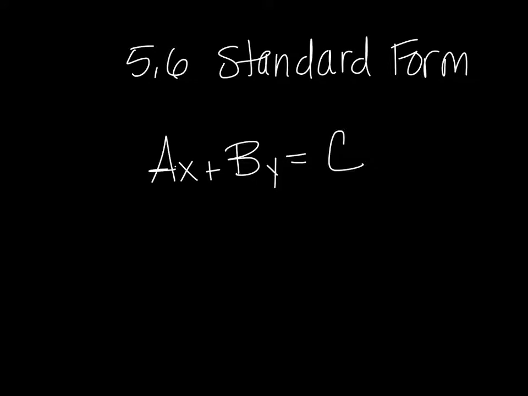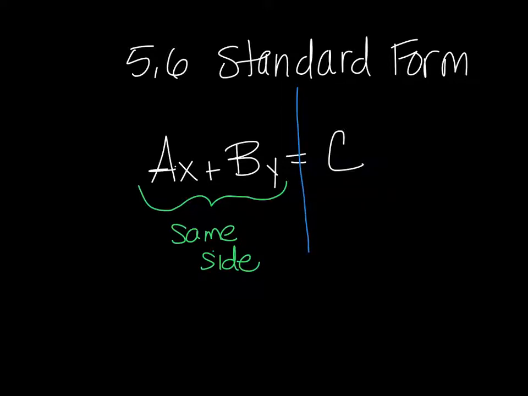And so let's look at some of the structure of this. You'll see that X and Y are on the same side, and X goes first. Okay? We have our equal sign for our balance, right? And we have C on the other side. That's our constant, the one without a variable.